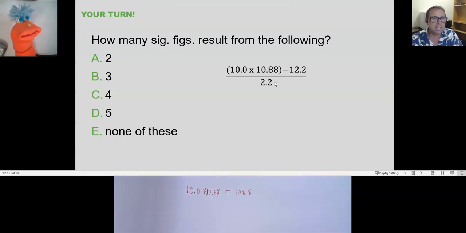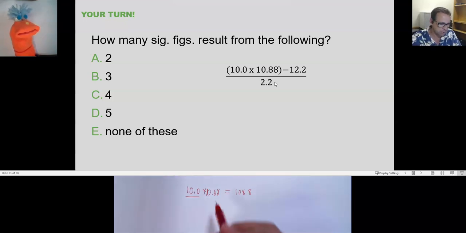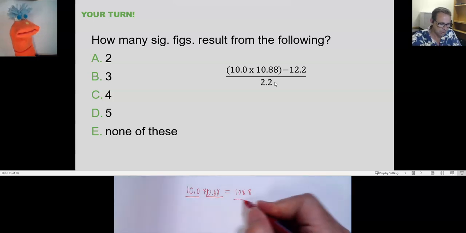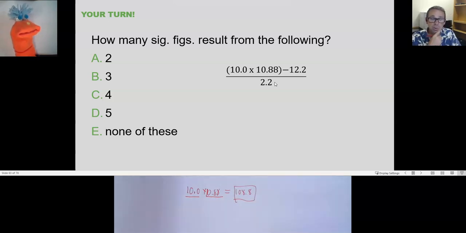But how many significant digits should that answer have? Assuming that these are measurements, how many significant digits should it have? I guess it should just have 3. That's right. It should just have 3 because this measurement has 3, that measurement has 4. Therefore, my answer in multiplication and division has to have the lowest, so it's going to be 109. 109 is going to be my answer there.